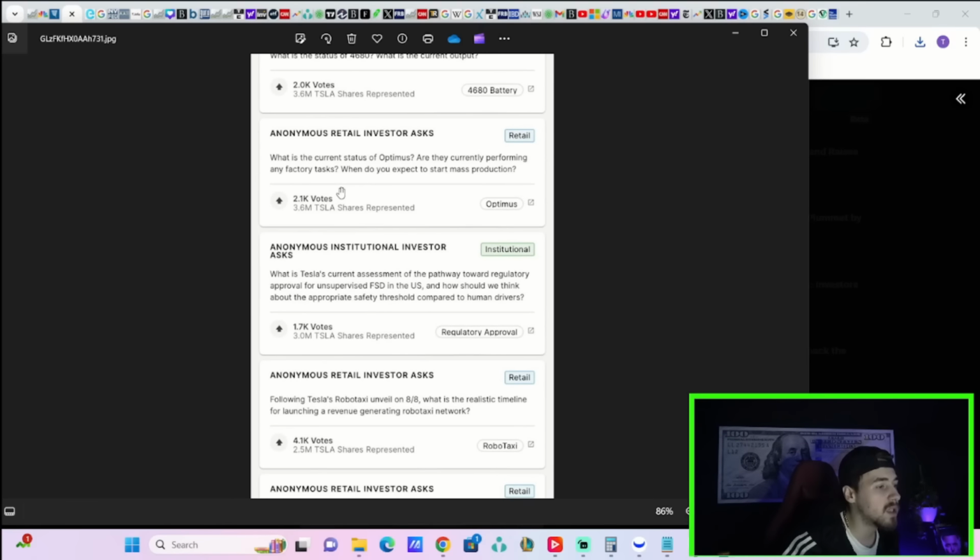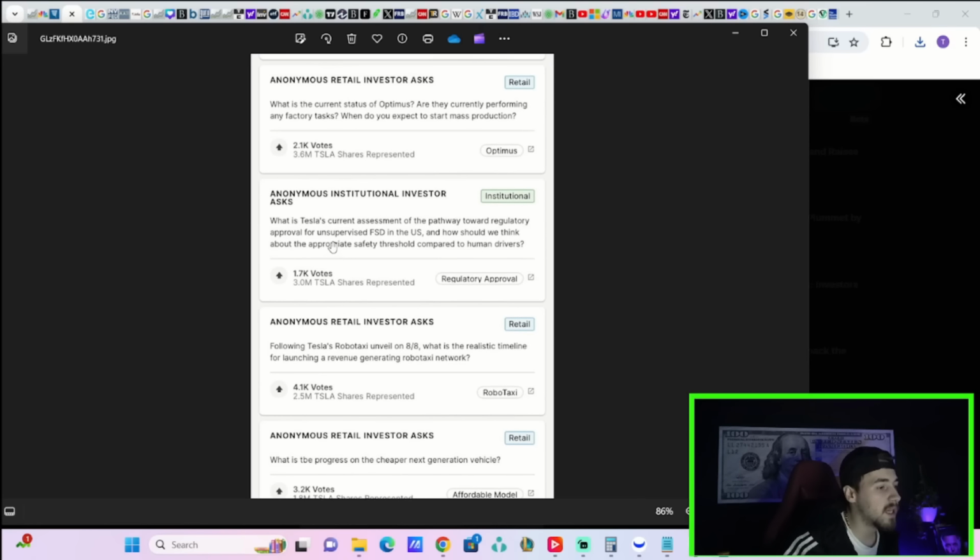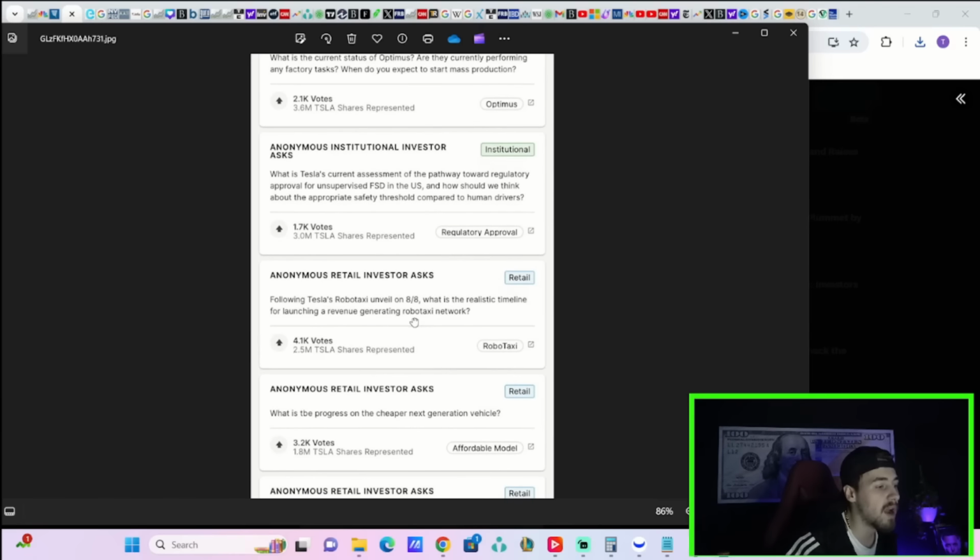The next up is, what is the current status of Optimus? Are they currently performing any factory tasks? And when do you expect to start mass production? Number three, what is Tesla's current assessment of the pathway towards regulatory approval for unsupervised FSD in the US? And how should we think about the appropriate safety threshold compared to human drivers?